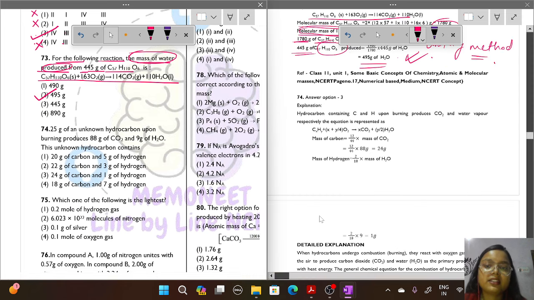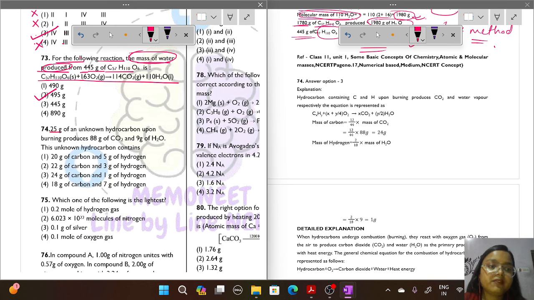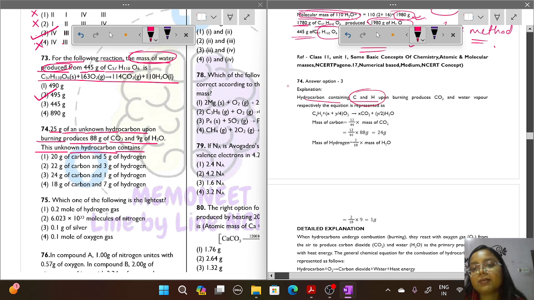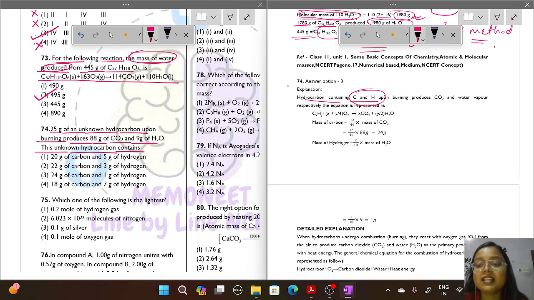Next is question number 74. It is given that 25 gram of an unknown hydrocarbon upon burning produces 88 gram of CO2 and 9 gram of H2O. This unknown hydrocarbon contains what? We know that a hydrocarbon contains carbon and hydrogen, the compounds which contain both carbon and hydrogen, and which on burning produce carbon dioxide and water vapor. So this is the formula for hydrocarbon, CxHy plus (x plus y by 4) O2 will give xCO2 plus y by 2 H2O.